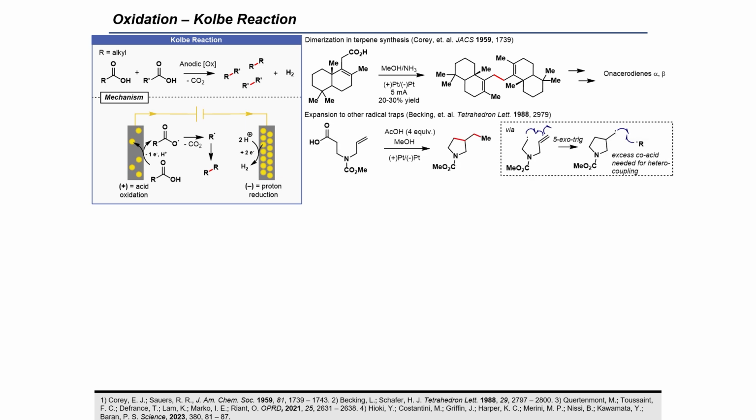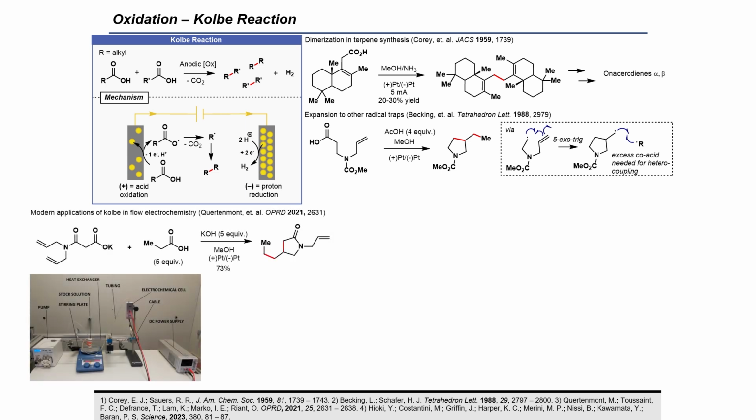Becking and coworkers demonstrated that radical clocks could be intercepted with the Kolbe reaction. For instance, using a large excess of acetic acid, a methyl radical trap can trap the 5-exo cyclization product of an acid-bearing allylamine. Here, a large excess of acetic acid is needed, though, to favor heterocoupling. This reaction has also found utility in larger process scales, too.